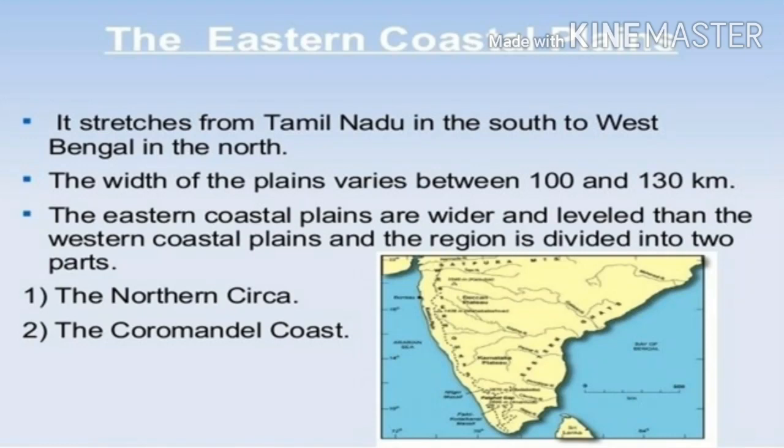The eastern coastal plains stretch from Tamil Nadu in the south to West Bengal in the north. The width of the plains varies between 100 and 130 km. The eastern coastal plains are wider and more level than the western coastal plains, and the region is divided into 2 parts, the northern Sircars and the Coromandel Coast.